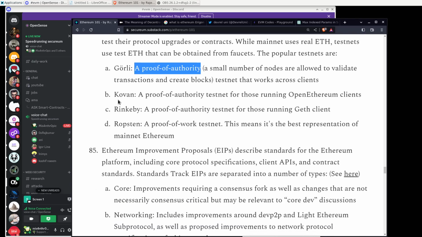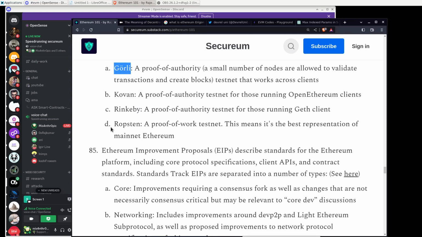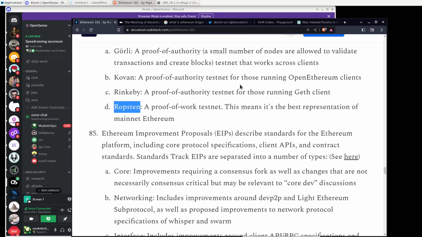Kovan, also proof of authority. Rinkeby, isn't Rinkeby that? I think Rinkeby could be that, okay? I think now we only have Goerli and Sepolia and Ropsten, I think. Yeah, you need to check. But these are all testnets.